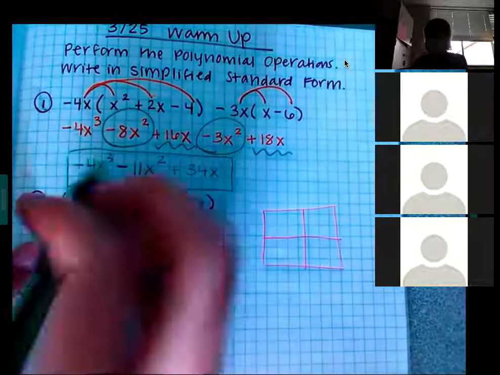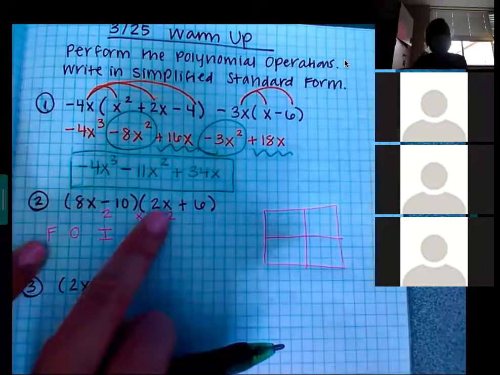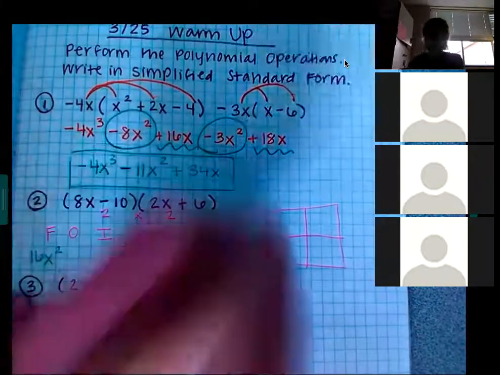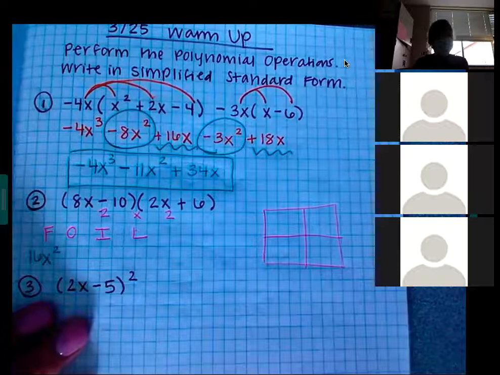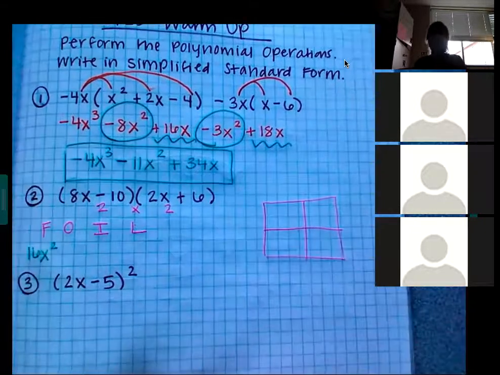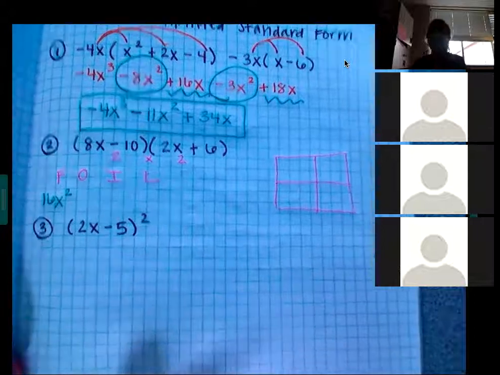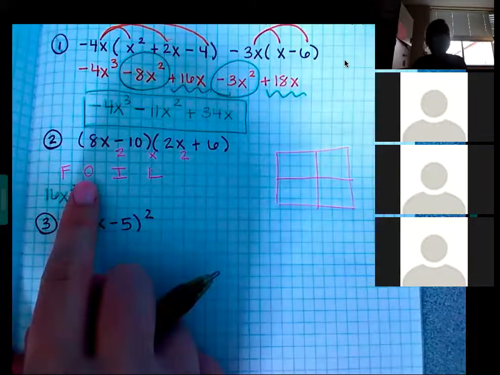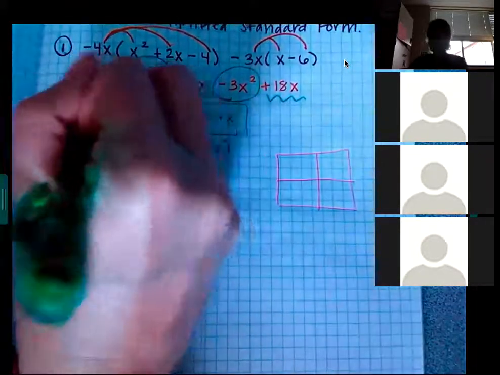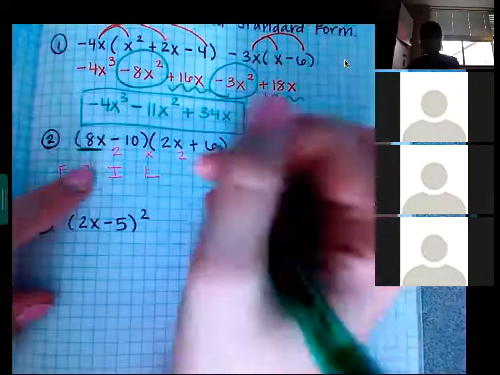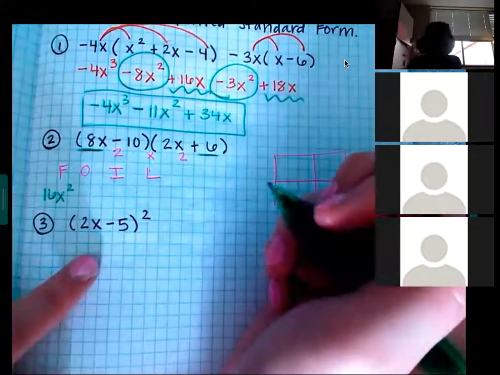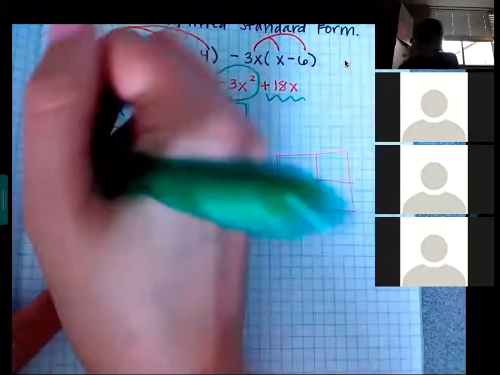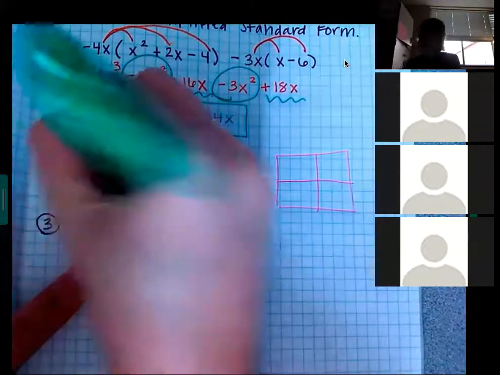For first. So if I multiply 8x and 2x, what do I get? 16x squared. Very good. If I multiply the outside terms, what are the two outside terms? Okay, be careful. Outside. So on the far left and the far right, 8x and 6. So what's 8x times 6? 48x. Good. Plus 48x.